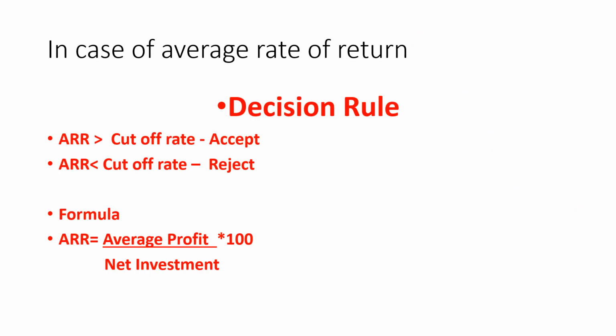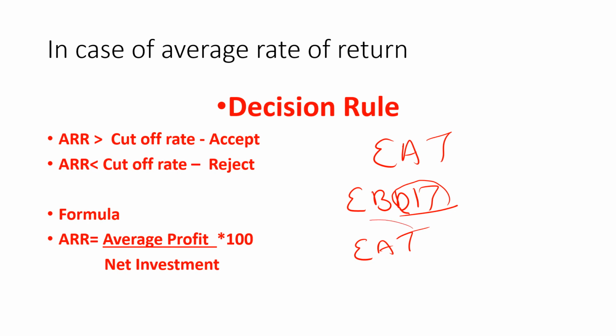Let's see, in case of average rate of return, what will be the decision rule? If the ARR is greater than the cutoff rate, the project will be accepted, or else if the ARR is less than the cutoff rate, the project will be directly rejected. The formula for ARR is average profit into 100 divided by net investment. Always remember that the profit considered is earning after tax. Suppose this is the EBIT, this will be totally reduced, and after that you will get EAT, earning after taxes. This will be the base for calculating the average profit.